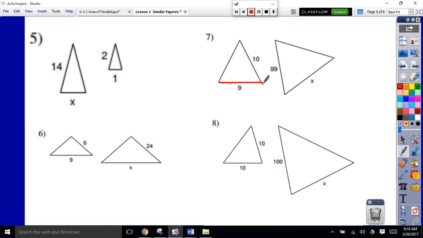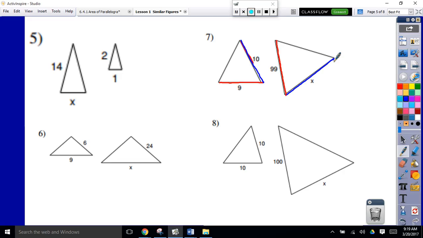So if we look at our second triangle, if we were to sort of set that on its side, 99 would correspond with 9. That's really hard to see up here, but if you draw it on your paper, you should be able to see it that way. And then the 10 is going to go with X. So sometimes you have to rotate the shape so that it's in the same orientation as the first shape. Okay, let's set up a proportion for this.